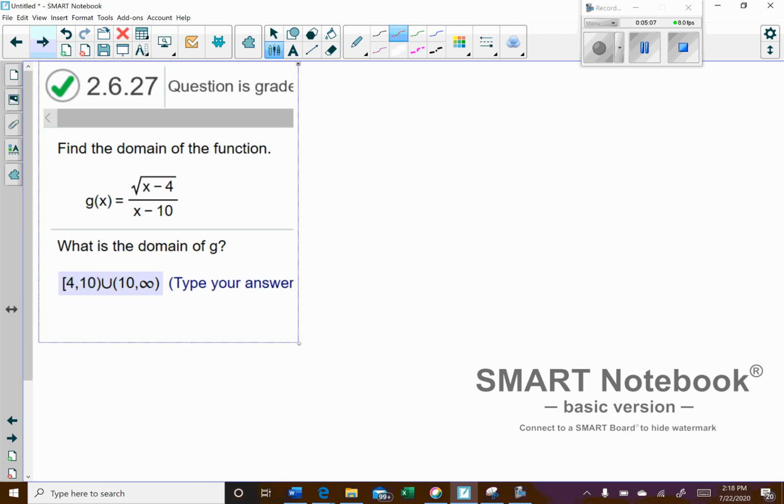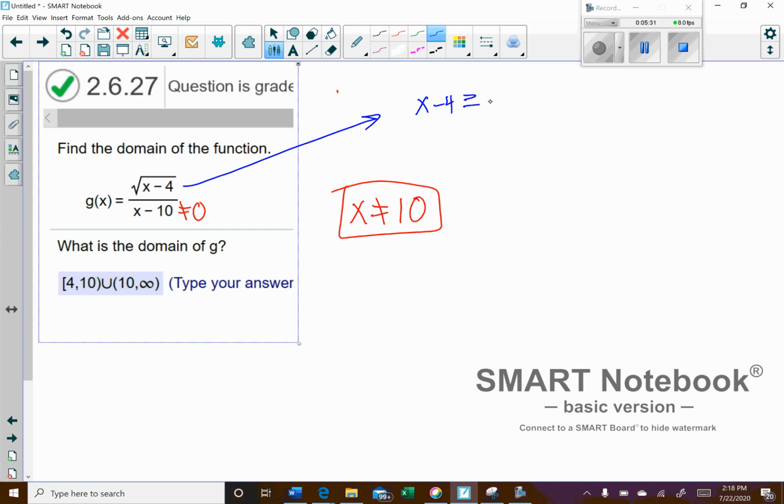Okay, I think there's one more. Here we go. Okay, so there's a couple conditions on this one, and this one's definitely a little challenging. So the first, let's look at the denominator. This cannot equal 0, so that would mean that x cannot equal 10, right? Once you solve that, that's part of it. X can't equal 10. But on the top, we'll take that expression right there, x minus 4, and that must be greater than or equal to 0. Now, it's okay if it equals 0 this time because the square root is in the numerator, not the denominator.